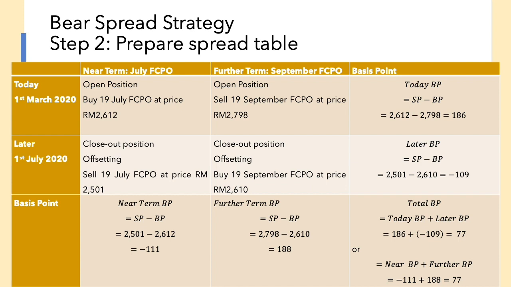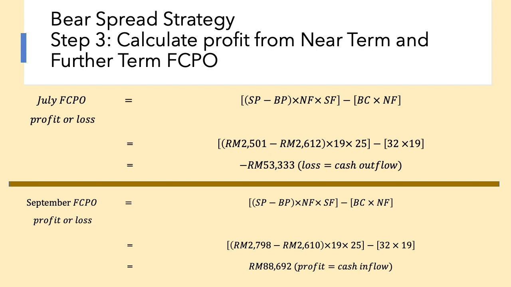For the September contract, you start on 1st March, you sell FCPO for September. Then in July, you need to buy the futures contract for the September contract. Then you can calculate the basis point based on time, which is today's basis point and later basis point, or you can calculate based on type of contract, which is you can calculate basis point for near term and basis point for further term.